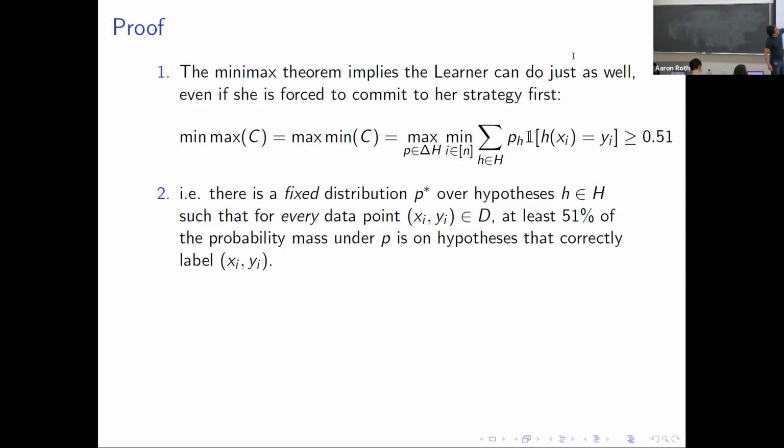So what we now have is a randomized way of coming up with predictions. Each of these hypotheses maps images to predicted labels, hot dog or no hot dog. But now what I've got is a mixed strategy for the learner, a distribution over hypotheses. So every example maps to a distribution over predictions. Some fraction of them predict 1, some fraction of them predict 0. And the claim is that for every example, at least 51% of them predict the right answer.